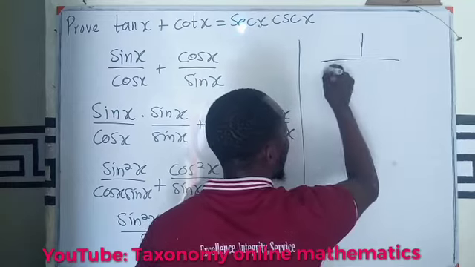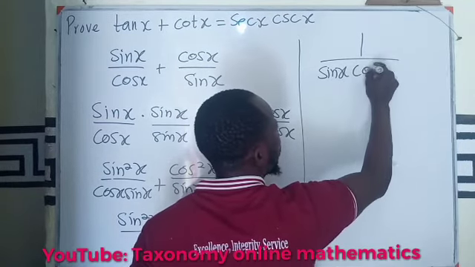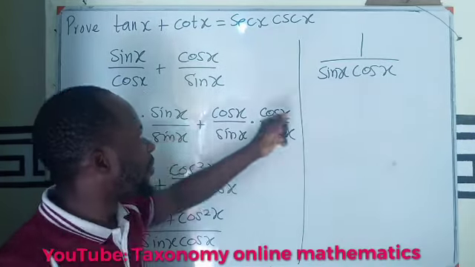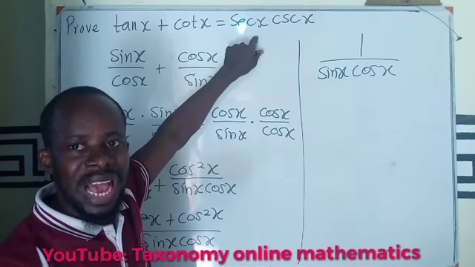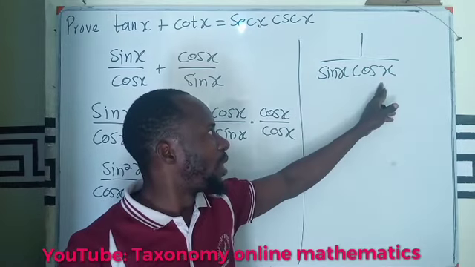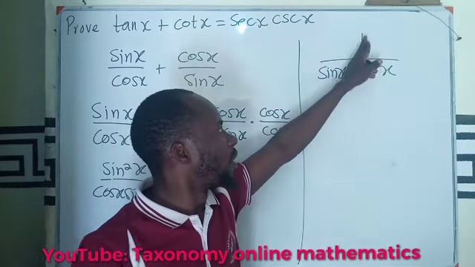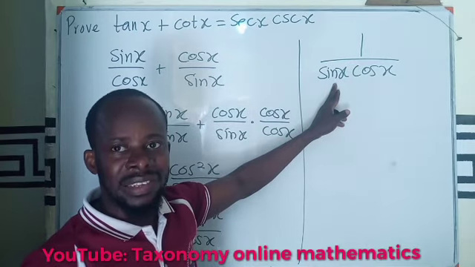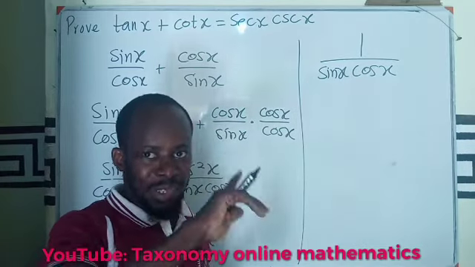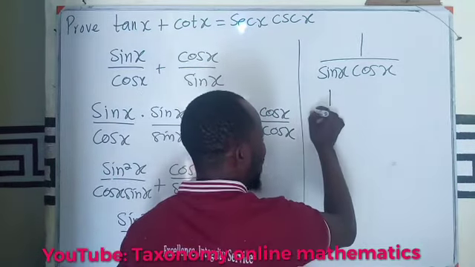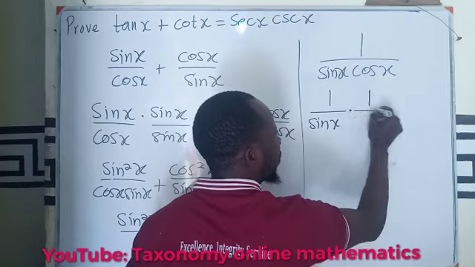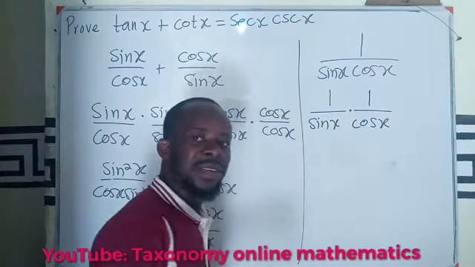So 1 over sine x cos x. We could have left our answer this way because it's a little bit simplified, but we are trying to see if we can get sec x cosec x. So this is 1. We separate the 1 over this, meaning 1 over the sine, 1 over the cos. Don't forget the numerator is 1, so if I multiply, I will still get 1. What I mean is that 1 over sine x multiplying 1 over cos x.